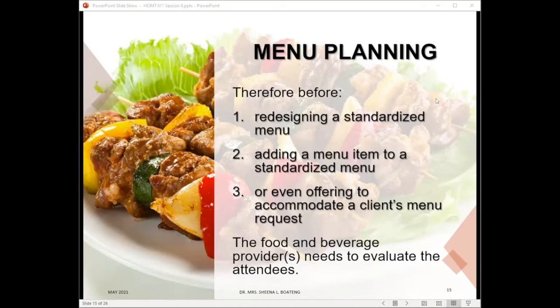So before you go about adopting your standardized menu or redesigning it to suit the taste of a particular client, or adding a few menu items to make it more tailored towards the needs of your client, or deciding to leave your menu altogether and adopting a new menu that the client themselves is requesting for their event, you need to evaluate the nature and characteristics of each of your event attendees.